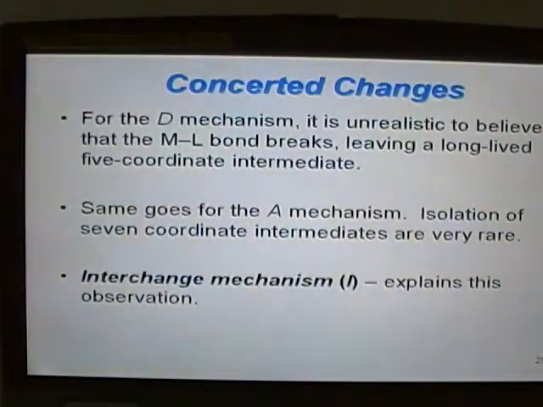So this brings in the idea of another mechanism type, which talks about concerted changes. For the dissociative mechanism, it is unrealistic to believe that the ML bond breaks, leaving a long-lived 5-coordinate intermediate. The same goes for the associative mechanism. It's difficult to believe that a 7-coordinate compound could exist for a long time. They're very rare. So a third mechanism has been proposed called the interchange mechanism, and it explains this observation.